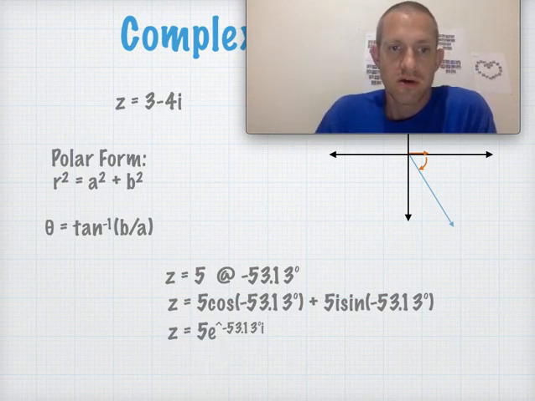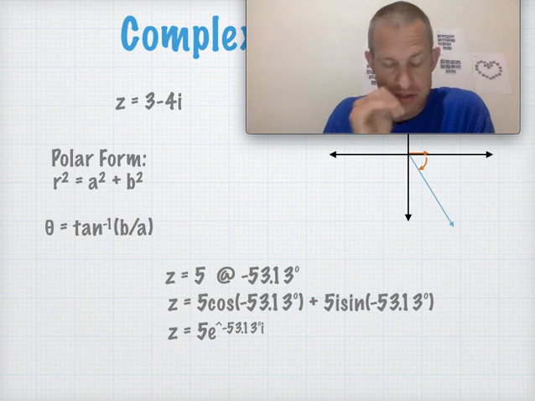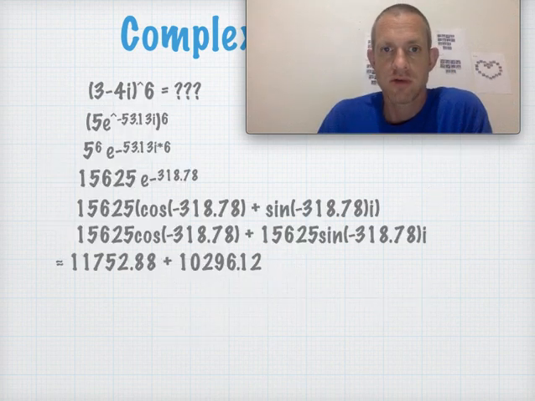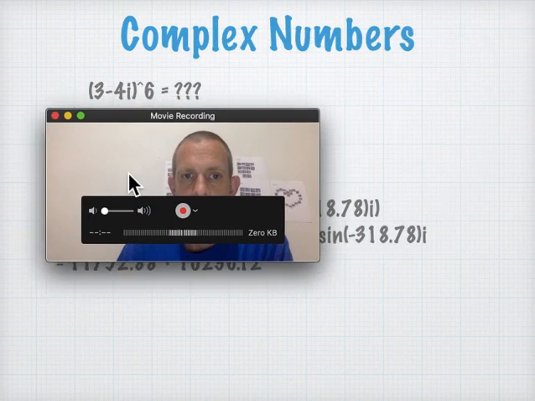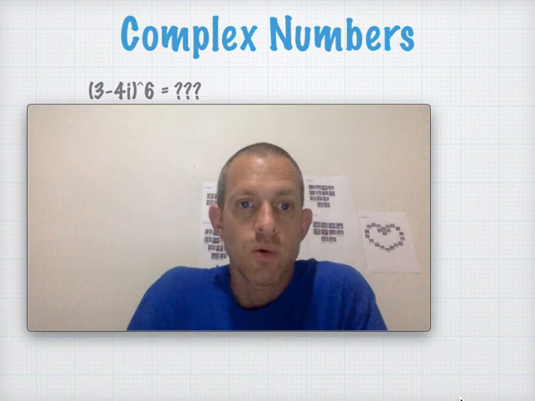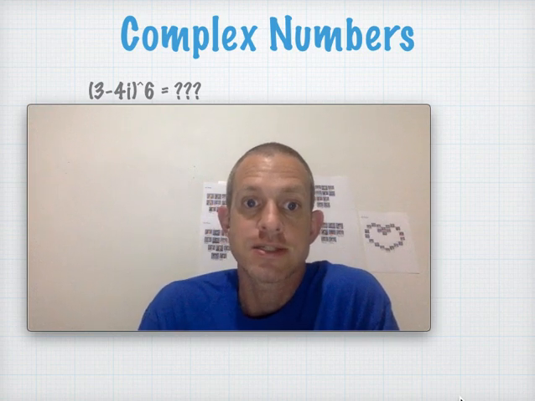Now, what are the sorts of questions that I want you to demonstrate for me? I'm going to ask you to demonstrate the same problem, finding it two different ways. Here is an example problem. Spoiler there, now you can't see it. What is 3 minus 4i raised to the 6th?